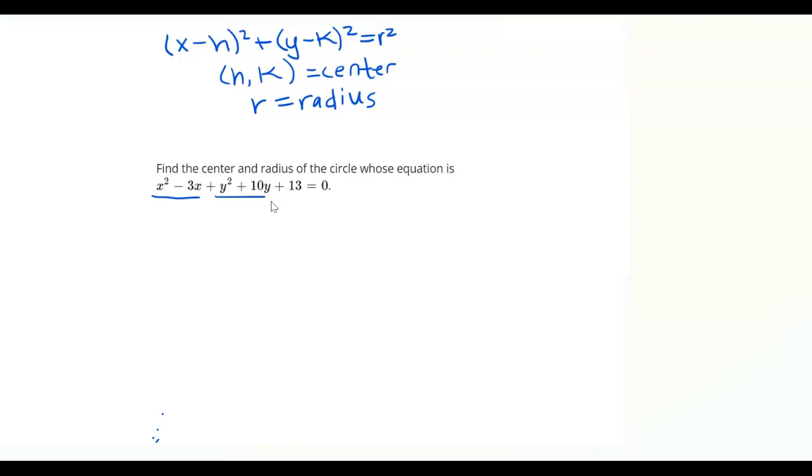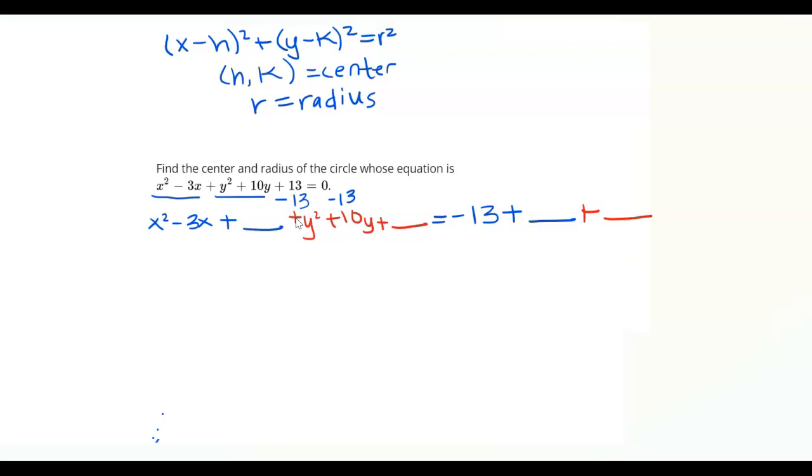The first thing we're going to do is get this 13 on the other side, and then rewrite this. So we have x squared minus 3x, plus blank, equals negative 13. I'll grab red for the y's: plus y squared plus 10y plus blank, and then another plus blank over here. So we're really just completing the square twice.